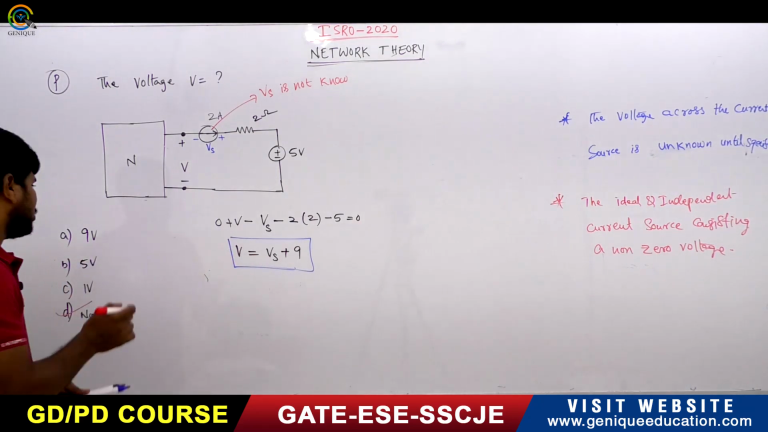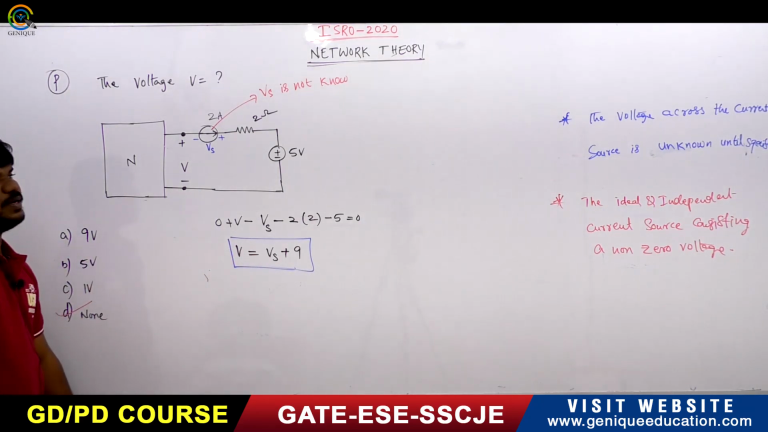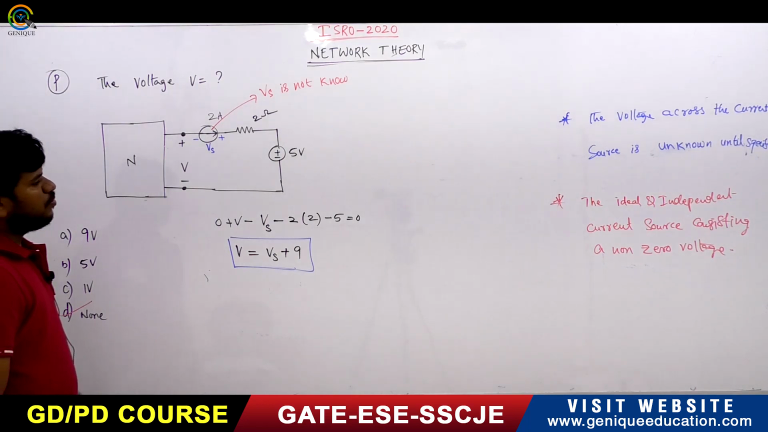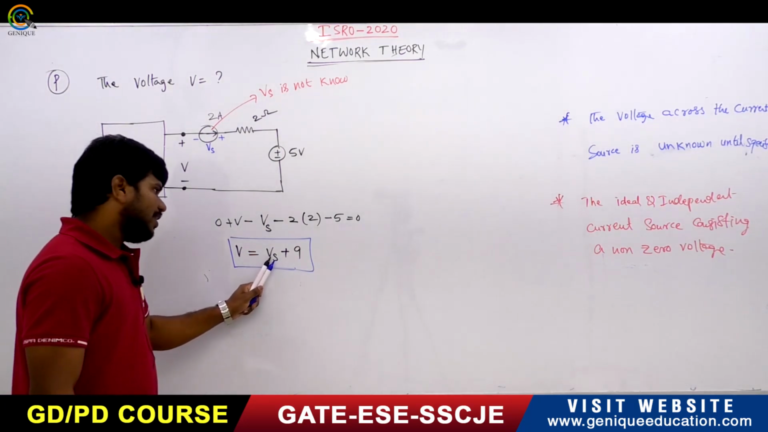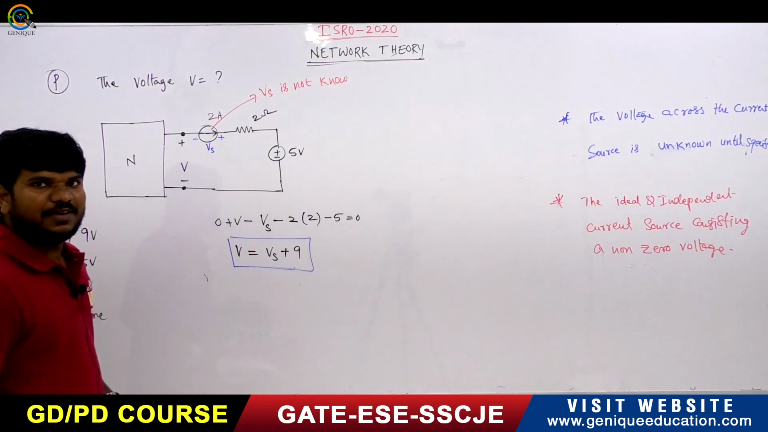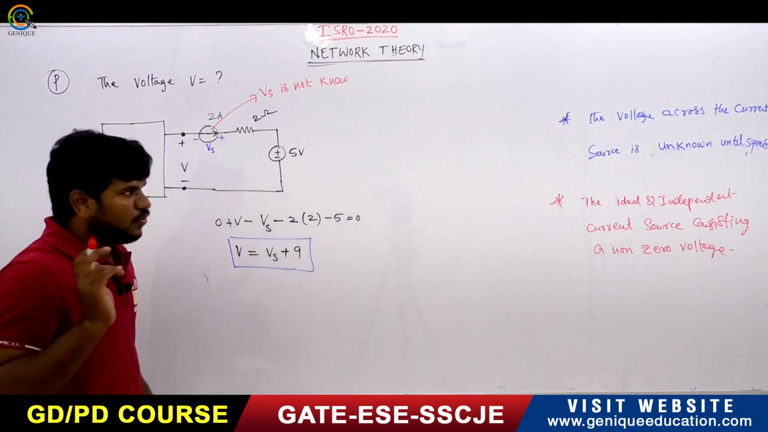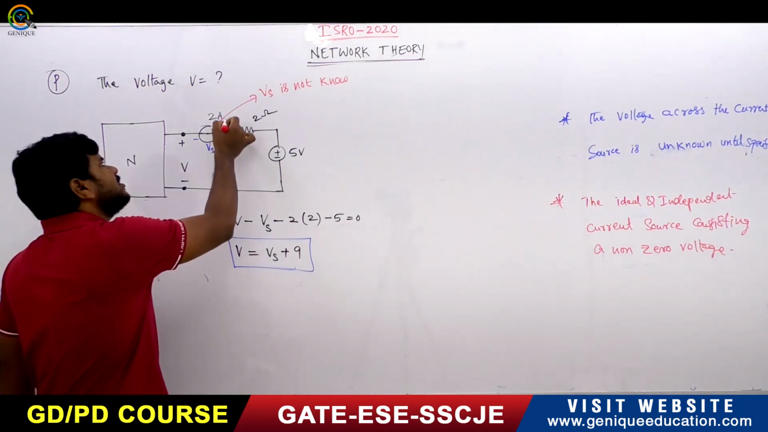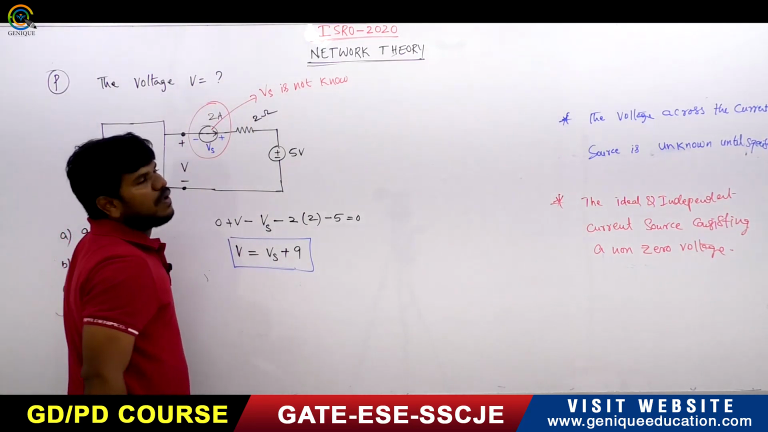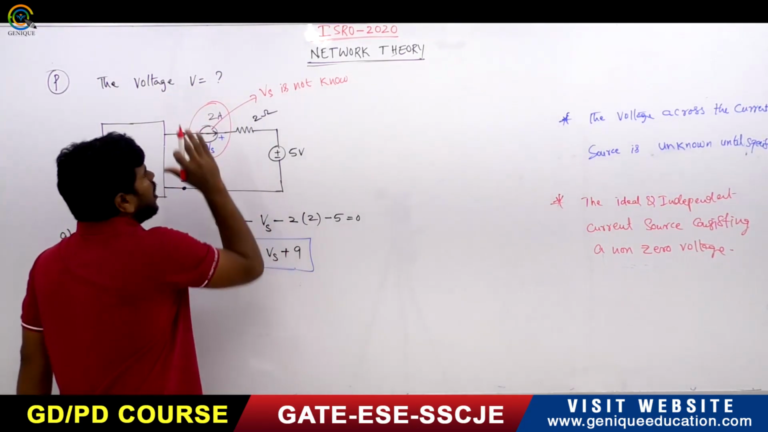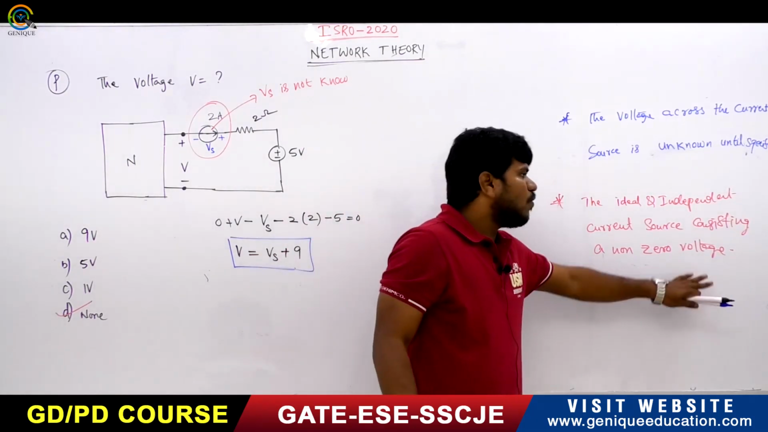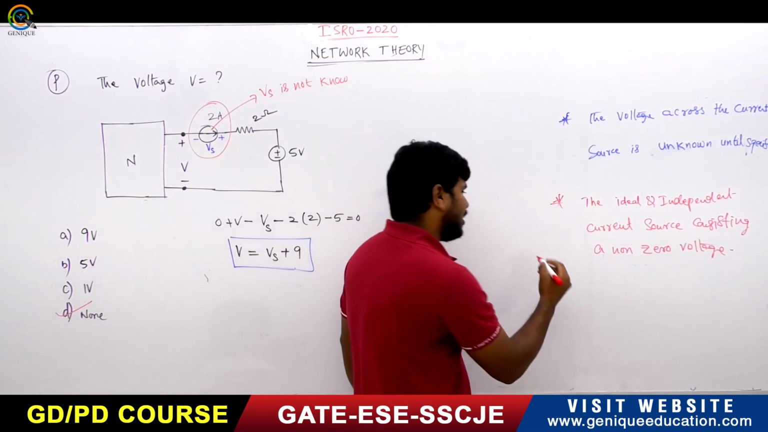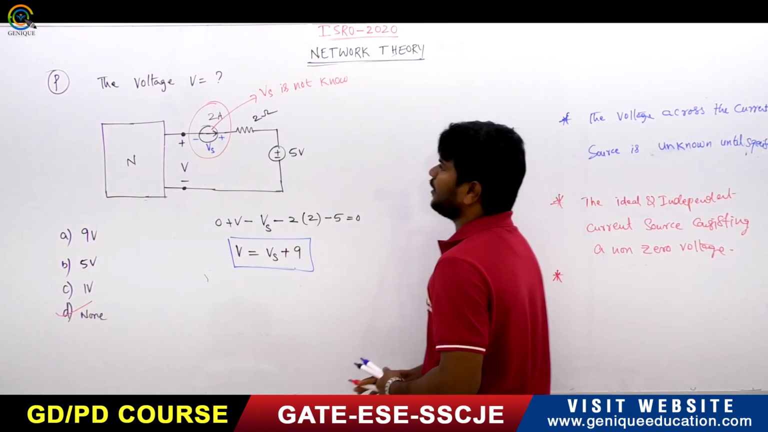So what will be the answer? None of the above is the answer. Mostly what they will write, it will be equated to 0. That is wrong. So why is it wrong? The ideal current source will be having some non-zero voltage.